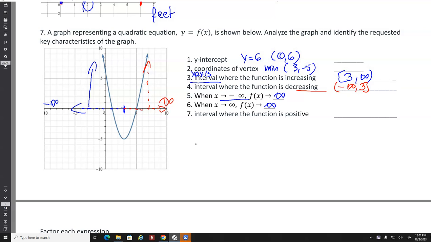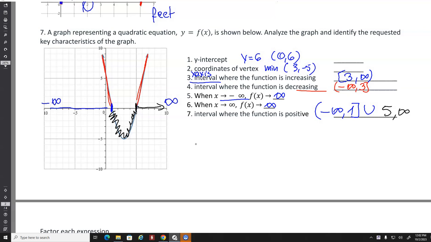Now, the interval where the function is positive. Positive numbers are those that are above the x-axis, above 0. So this piece right here and this piece right here. We're looking from negative to positive. We are coming from negative infinity all the way to this point, which is 1. So that would be positive numbers from negative infinity to 1. And then those numbers become negative. We don't want to worry about these. And then from 5 toward positive infinity, again, we have positive numbers above 0. Okay?